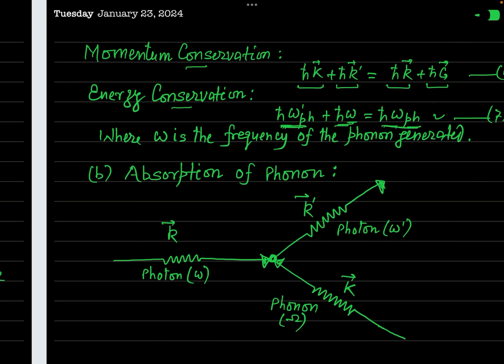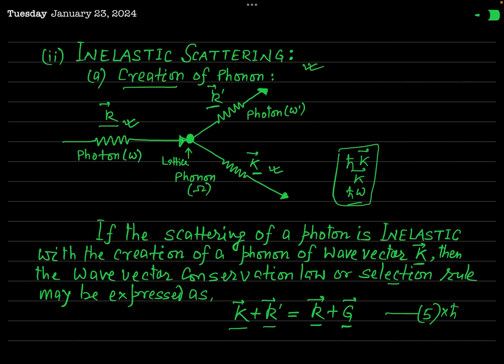So you can see the total energy of the particles after scattering, that is the energy of the scattered photon and the energy of the phonon, when added, will be equal to the energy of the incident photon. This is energy conservation. So the energy of the incident photon is split into two parts.